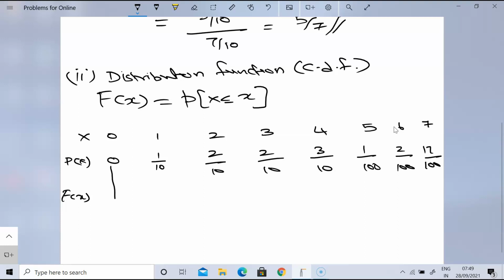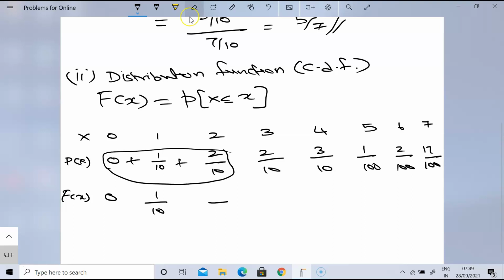Write the first value the same. What is the first value? 0. I write this 0. Next, here, 1 by 10. So what I will do here is add 0 plus 1 by 10. How much will I get? 1 by 10. Now when I come here, I will add until here, until this value in the probability mass function. So I'll get here 3 by 10.